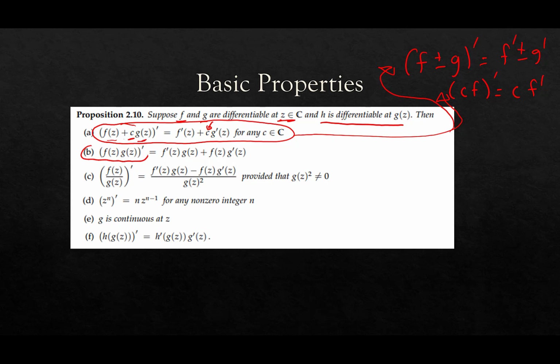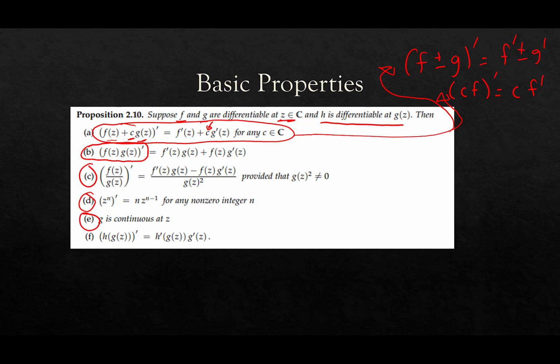Part B here is our classic product rule. So the derivative of f times g is equal to f prime g plus f times g prime. Part C here is the quotient rule. The derivative of f over g is equal to f prime g minus f times g prime over g squared. We have the power rule. So the derivative of z to the n is equal to n z to the n minus 1.